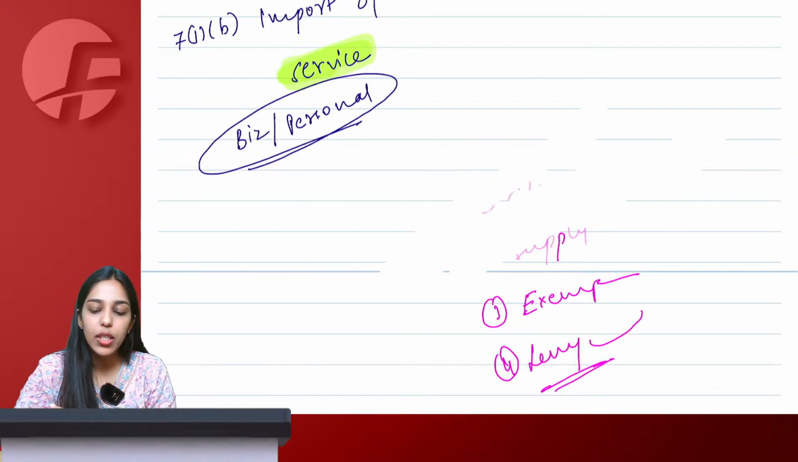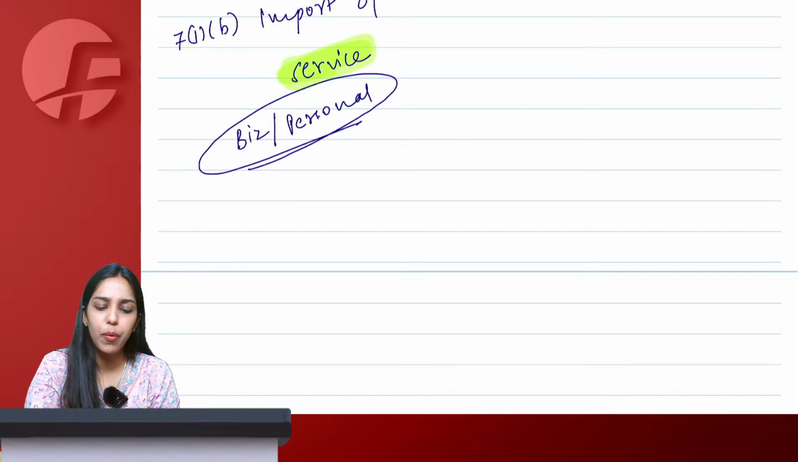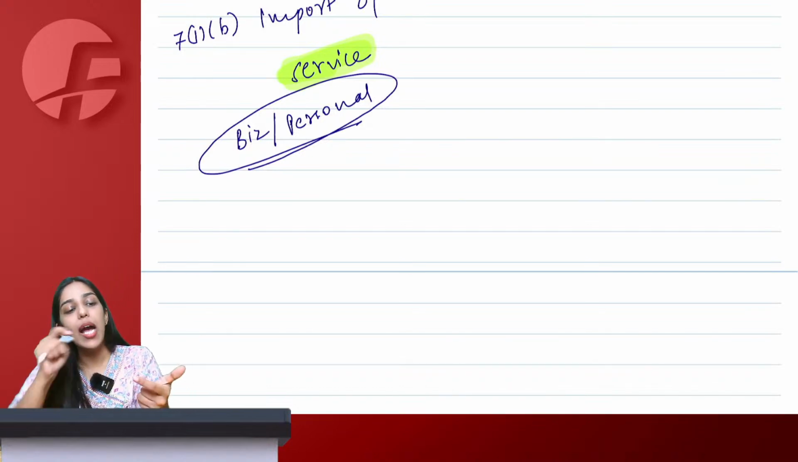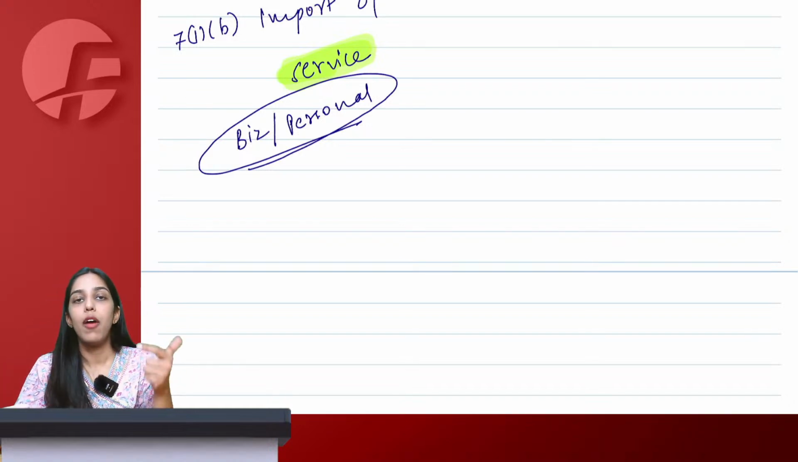So do not confuse it: ma'am, whenever we are importing services for personal purpose, it is normally exempt, why are you telling this? It is a supply and that supply is exempt. That is a separate thing. For now, we are only studying what is a supply.